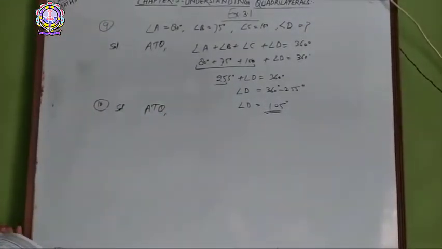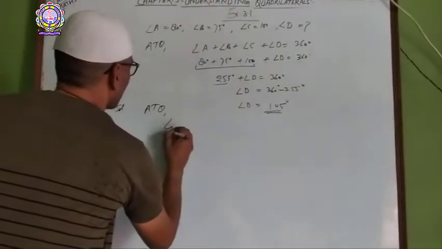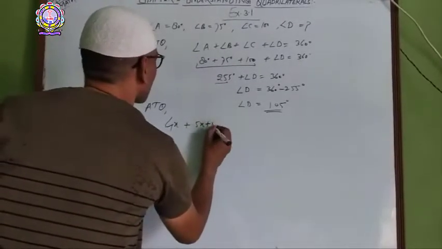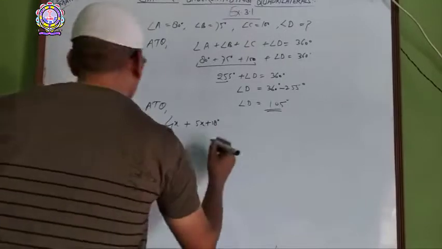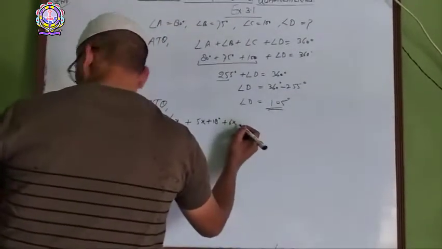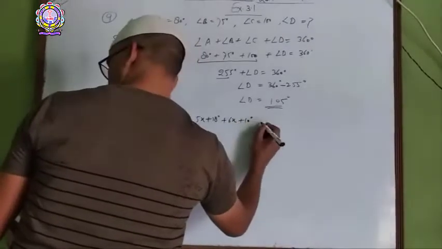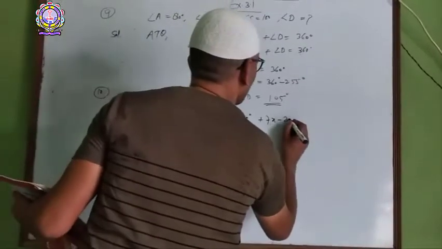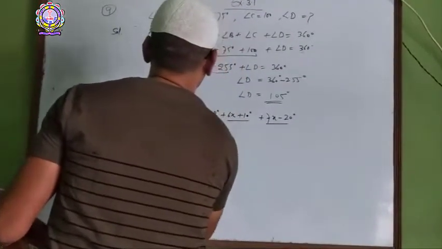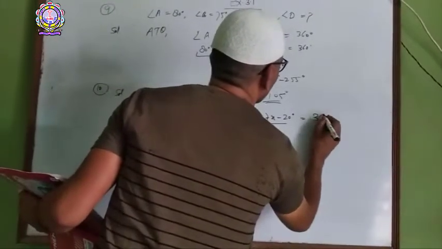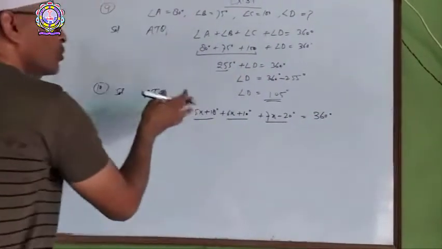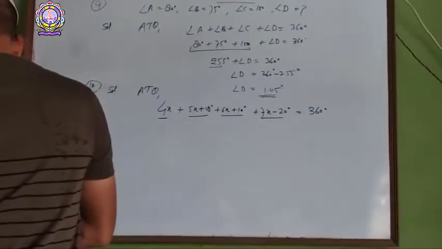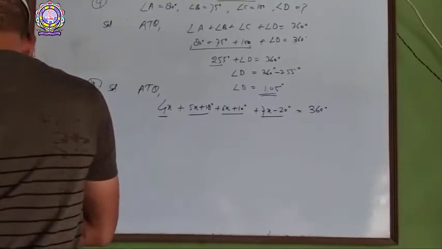Now do the sum of all four angles: 4x, and the second one is 5x plus 80 degrees, plus 6x plus 10 degrees, and plus 7x minus 20 degrees. These are the four angles of a quadrilateral, and the sum of these four angles must be equal to 360 degrees. Solve this equation, find the value of x, and that will be your answer.